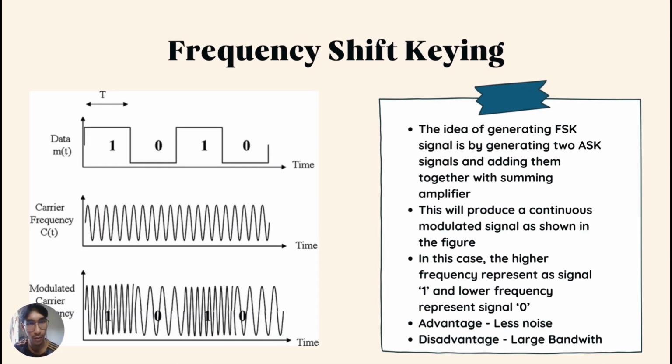So we're going to the second one, which is the frequency shift keying. The idea of generating a frequency shift keying signal is by generating two amplitude shift keying signals and adding them together with a summing amplifier. This will produce a continuous modulated signal as shown in the figure. In this case, the high frequency will represent signal 1 and the lower frequency represents signal 0. The advantage of frequency shift keying is less noise, or high immunity towards noise, and the disadvantage of frequency shift keying is large bandwidth.